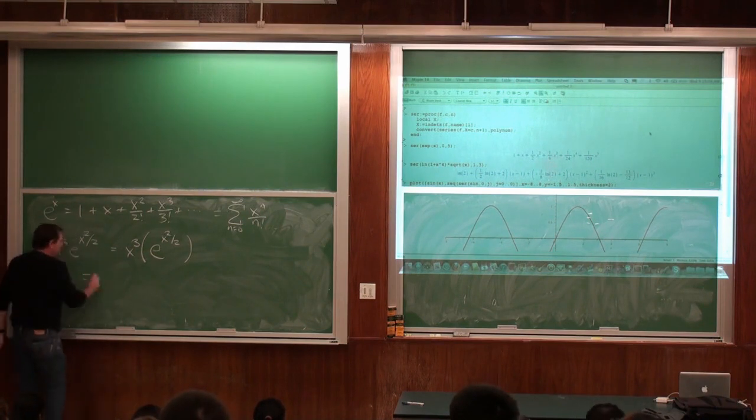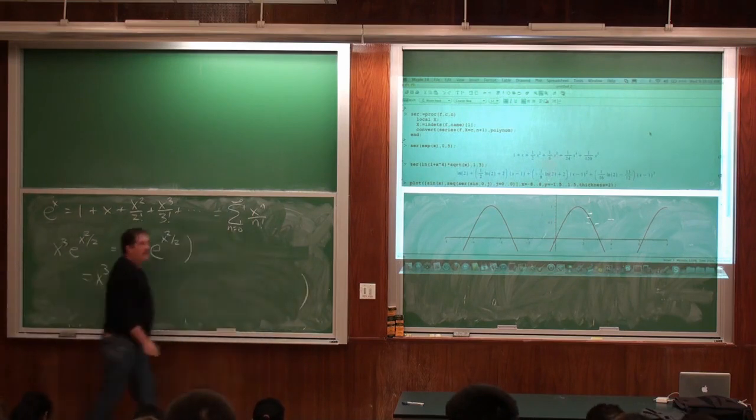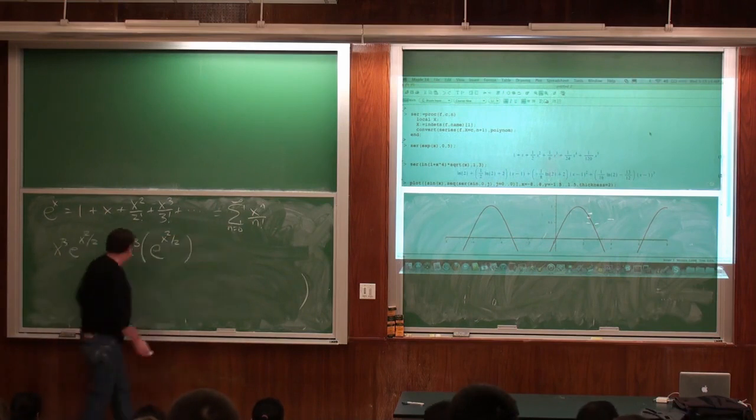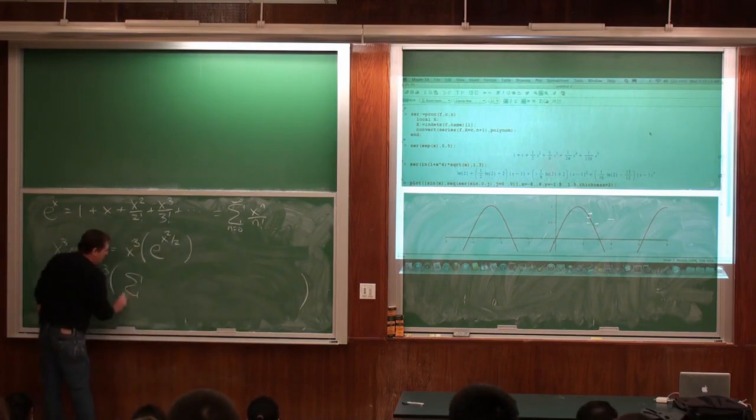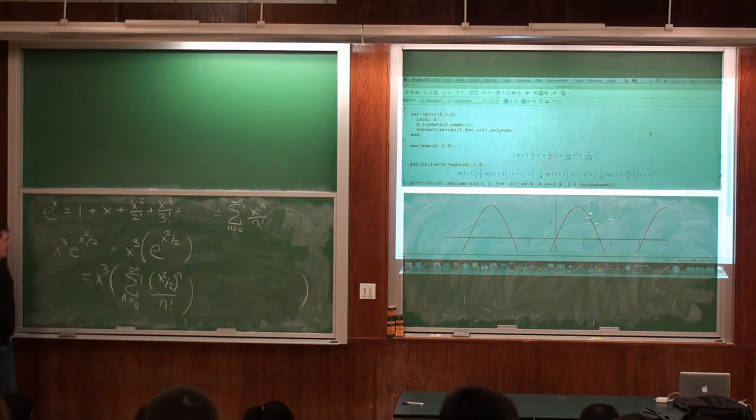So I would write this as x cubed times a whole bunch of junk. I'll just use this. This would be the sum n from 0 to infinity of x squared over 2 to the n over n factorial. So this is actually right.